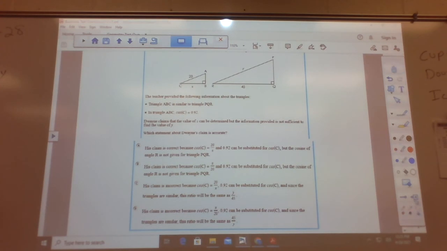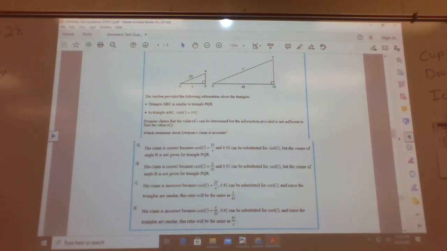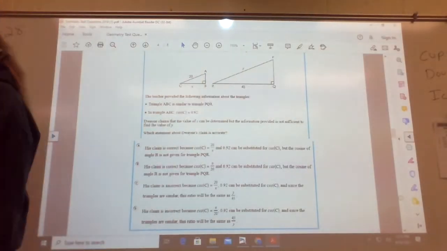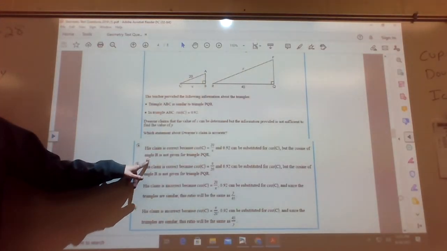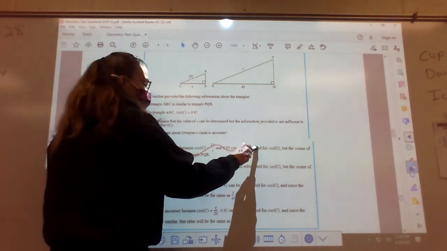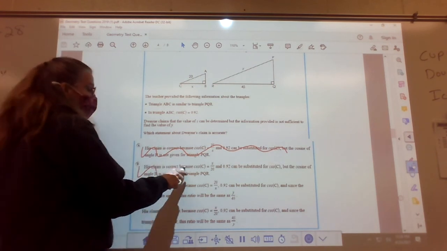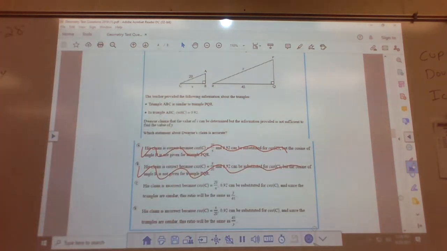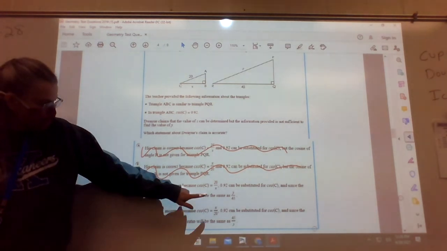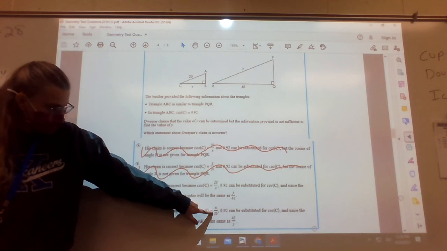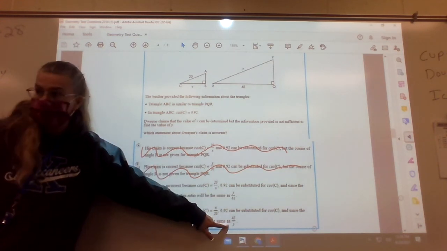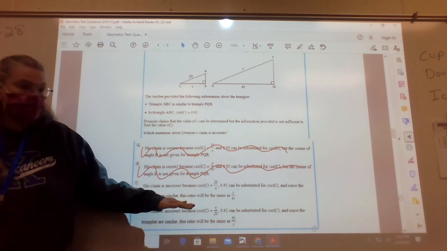Okay, so here are my choices. This one says he was correct, that he couldn't find it. Well, we already said we could. This one says he was correct, but we already said we could find it. So it can't be this one. So those two are gone, because we know we can find that number. Now we've got to figure out what makes one of these two wrong. Notice, 20 over x, x over 20, y over 45, 45 over y. That's the difference between these two statements.